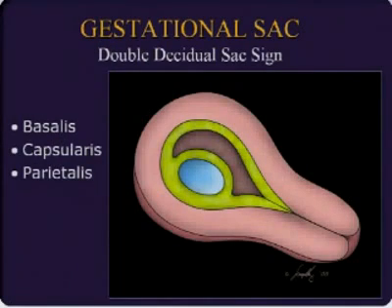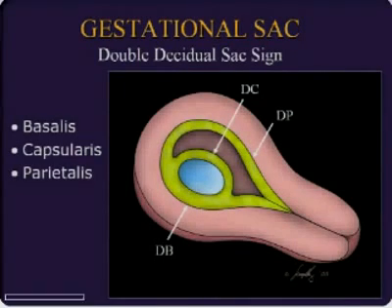Now on to the double decidual sign. Now this is a little bit later. This was originally described with transabdominal scanning. And what you see here is we have at the bottom, at the base, the decidua basalis. Forming the capsule around this gestational sac, we have the decidua capsularis, and the remainder is the decidua parietalis. And together, this makes the double decidual sign, with the first sac being the gestational sac. The second sac that's ringing it is actually the endometrial cavity.